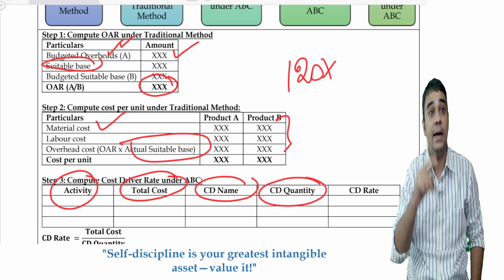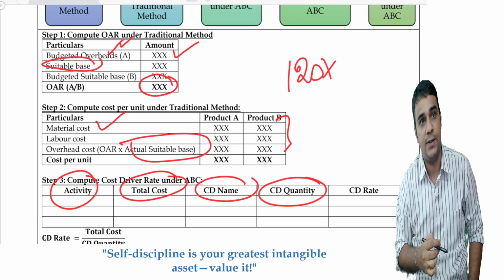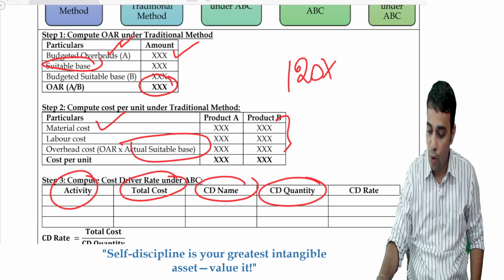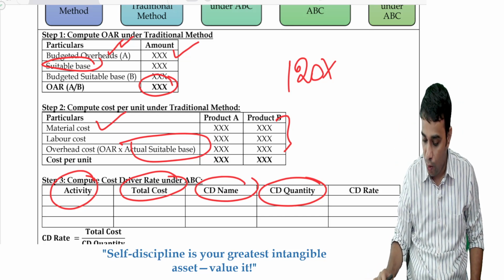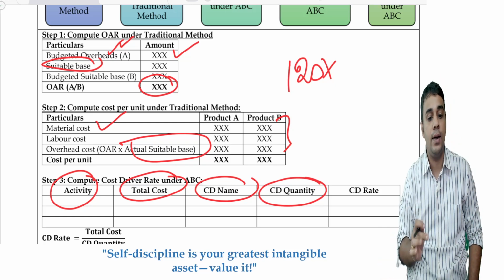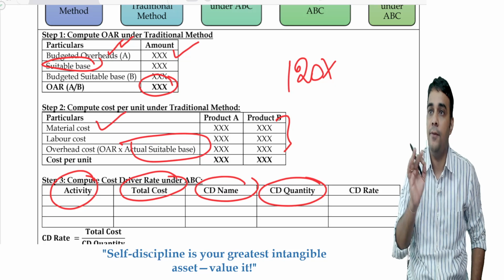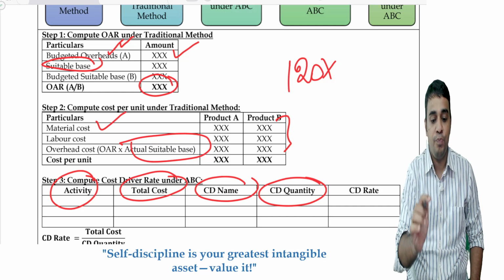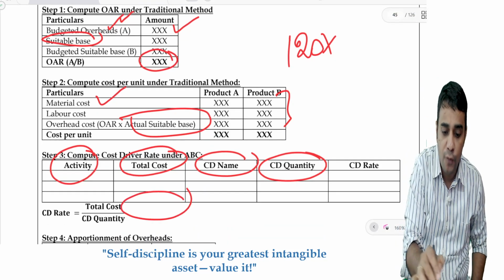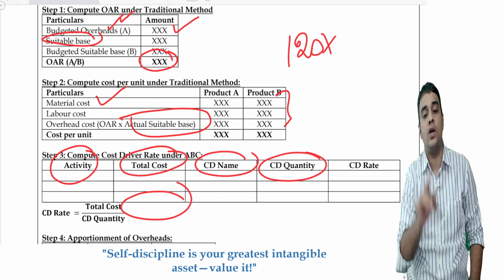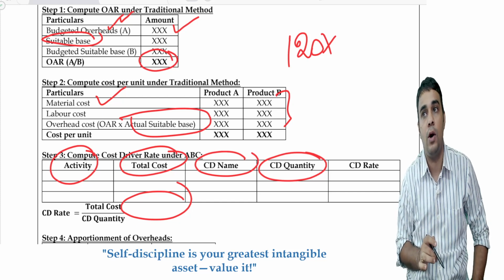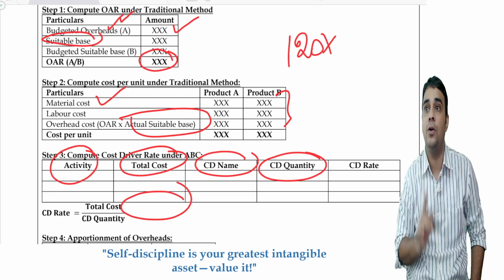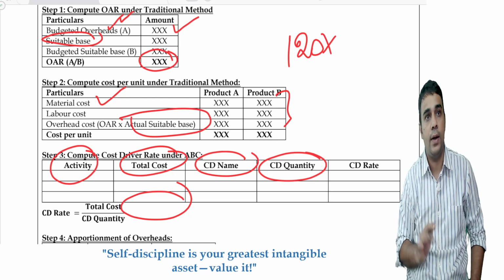Traditional method: one calculation. ABC: you may have to do 5-6 activities. So under the traditional method, all of the cost is clubbed together. Under the ABC method, every activity separately you will have to write. So the total of the total cost will match the budgeted overhead. Clear? Any doubts on this?